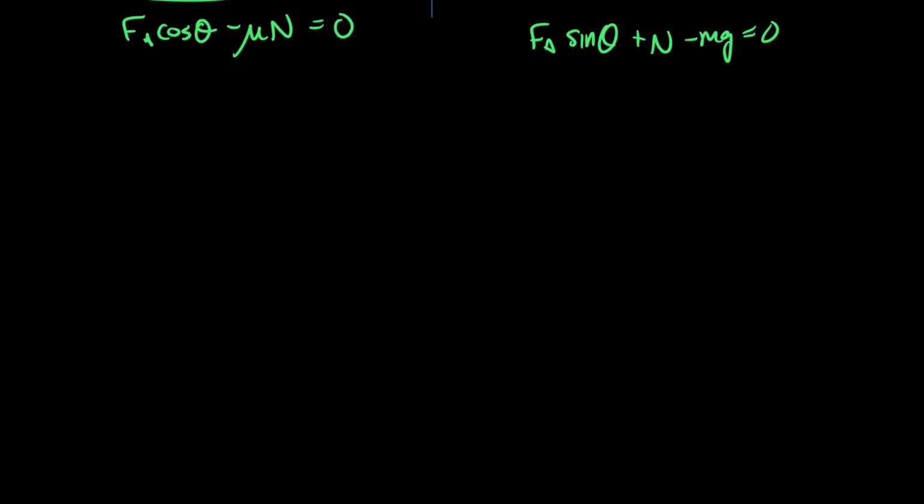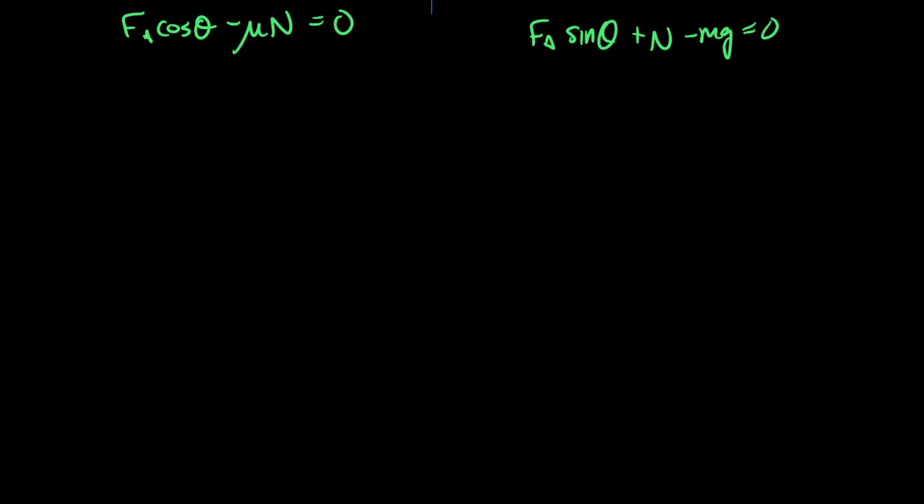So now I'm down to two relationships, two unknowns, theta and normal. But it's two equations and two unknowns. So I think it's probably easiest to substitute for the normal force now, and that's what I'd do next. I would say normal force equals mg minus Fa sine theta. I'm just solving this one for normal force so I can plug it into the other one.